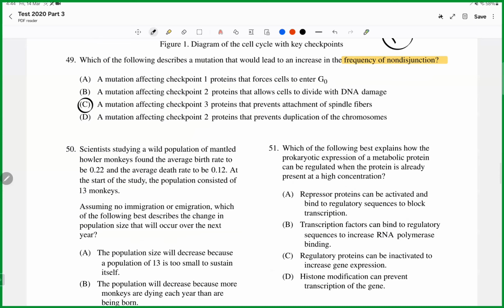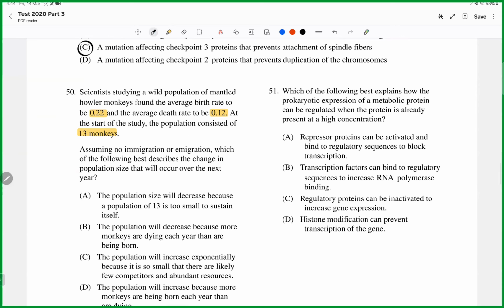Scientists studying wild population of mantled howler monkeys. So guys, we are having a birth rate of 0.22, but death rate of 0.12. There is more birth than death. Right now they're 13. Will they become more or less? More. There's more birth than death. So it's not decrease. It's an increase.